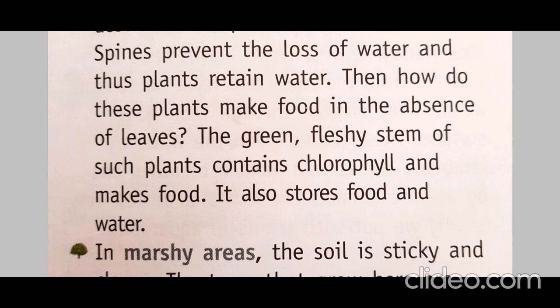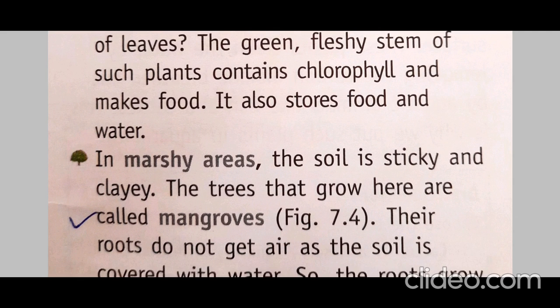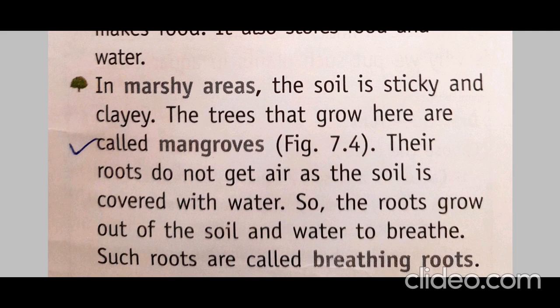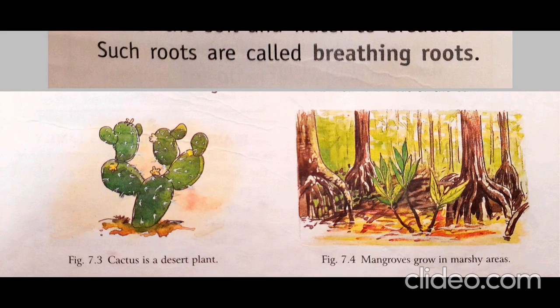Next, plants which grow in marshy areas. See figure 15, page number 59 and figure 7.4 in your textbook. The soil in the marshy area is very sticky and clayey. The trees that grow here are called mangroves. This type of tree grows in the marshy areas and they are known as mangroves.